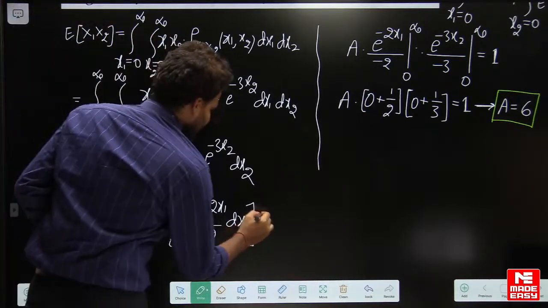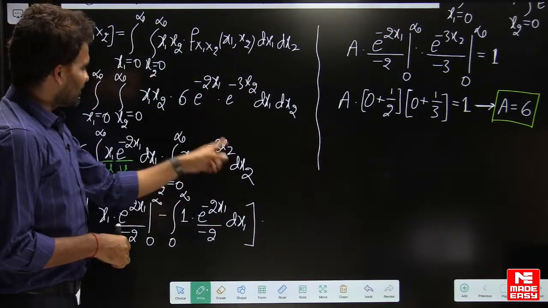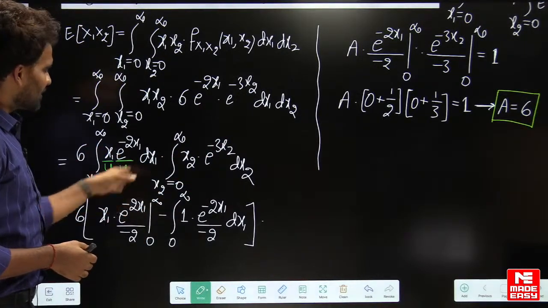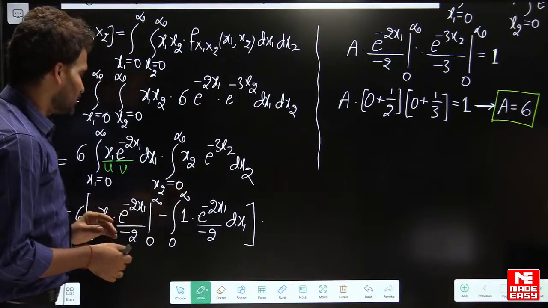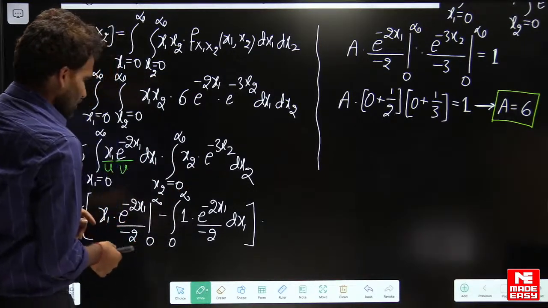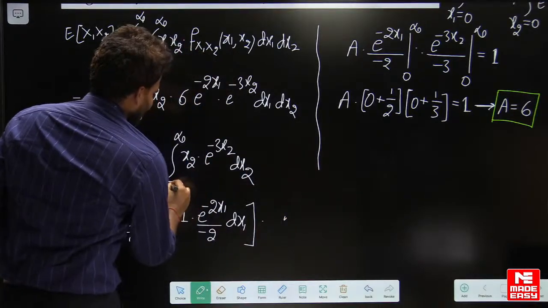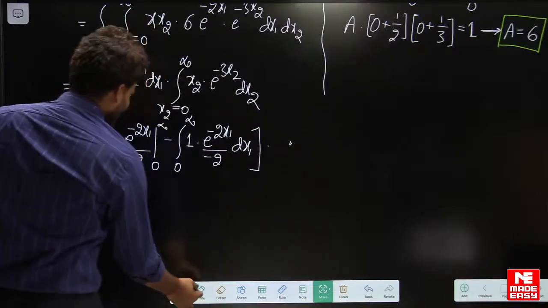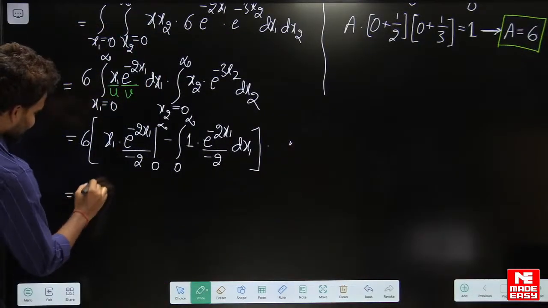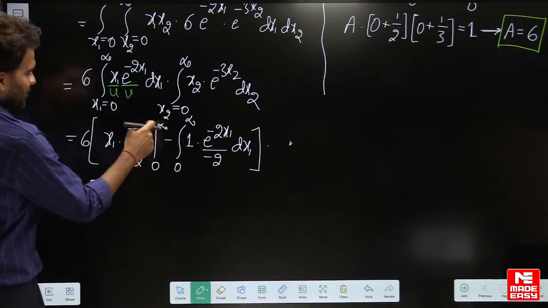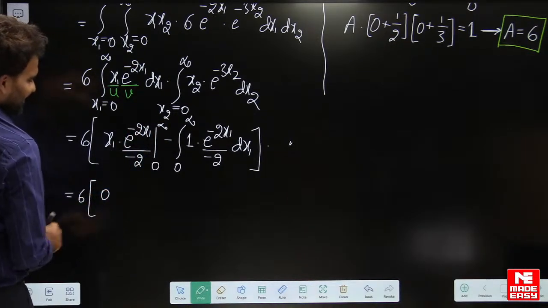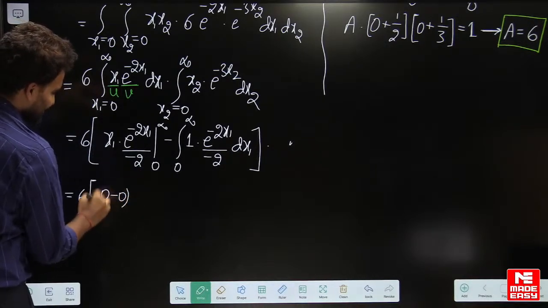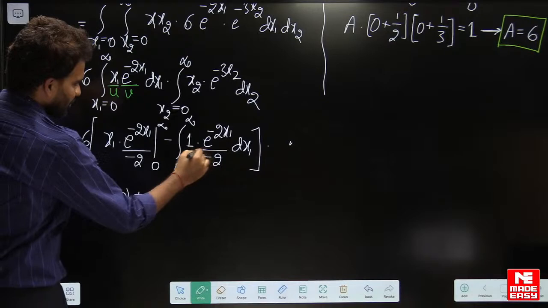Okay, what is the value of this? I'm going to write it directly. Based on this, we can write the value of this directly. This quantity you will get here, and it will be equal to 6 times 2. If you substitute the upper limit, that will be 0. If you substitute the lower limit, x1 equals 0, that is 0 only, and minus plus here.